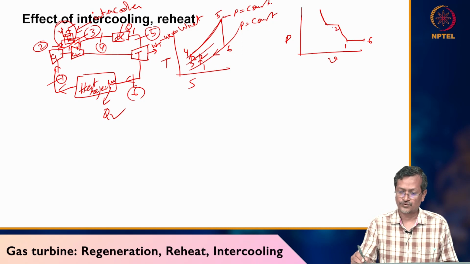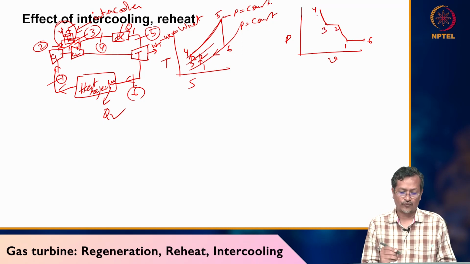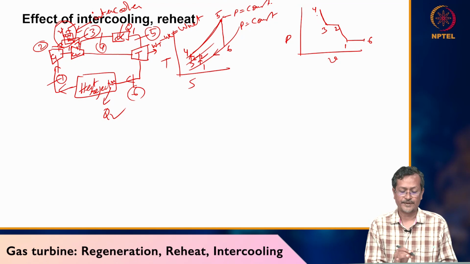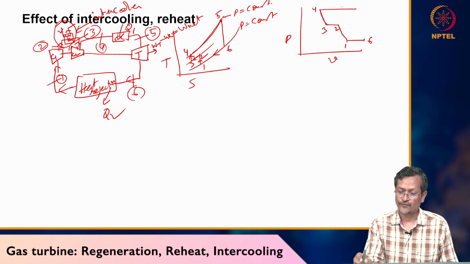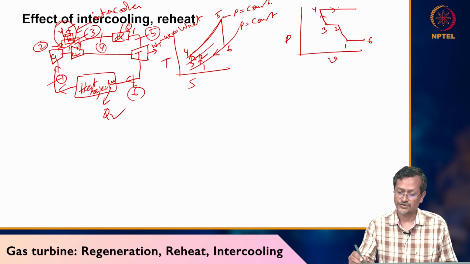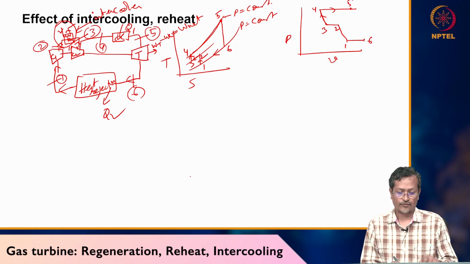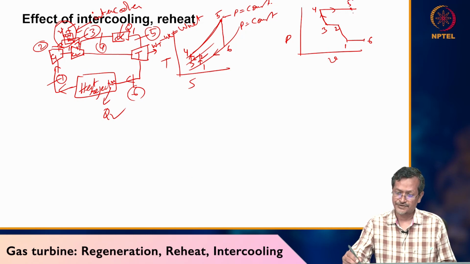So 1, 2, 3 to 4. 4 to 5, what is happening? You see 4 to 5 is actually a constant pressure process, because combustion is happening inside, but the pressure from 4 to 5 will be the same. Okay. Now 5 to 6 turbine expansion, so it will be an adiabatic process, a curved line actually.